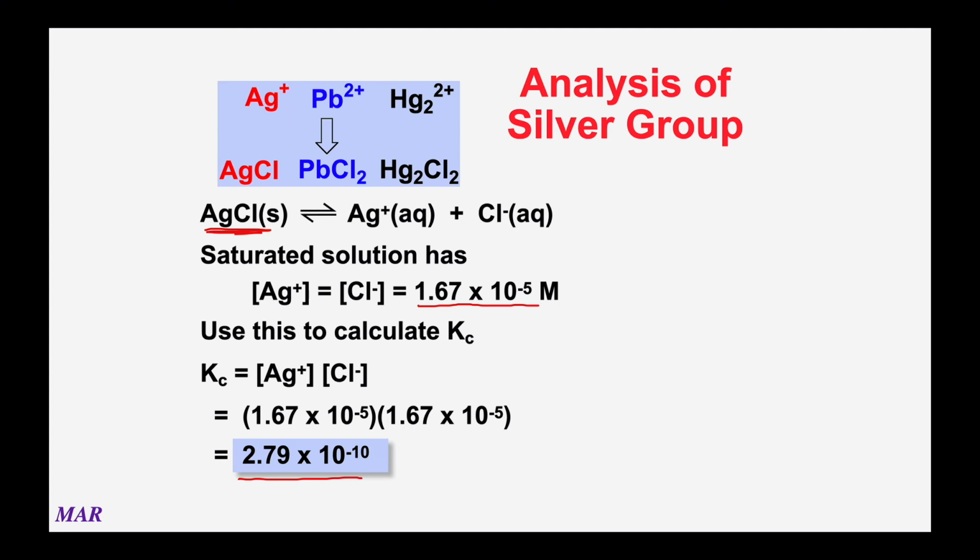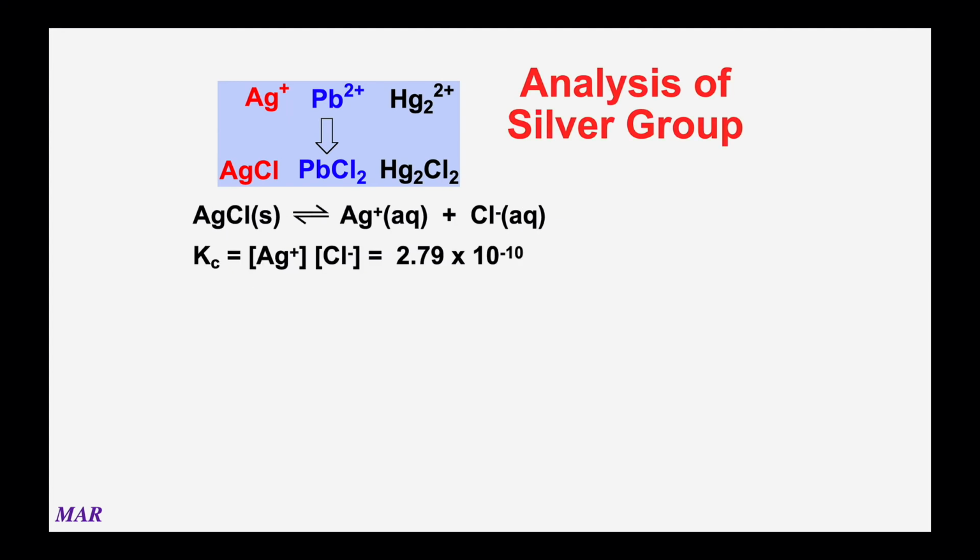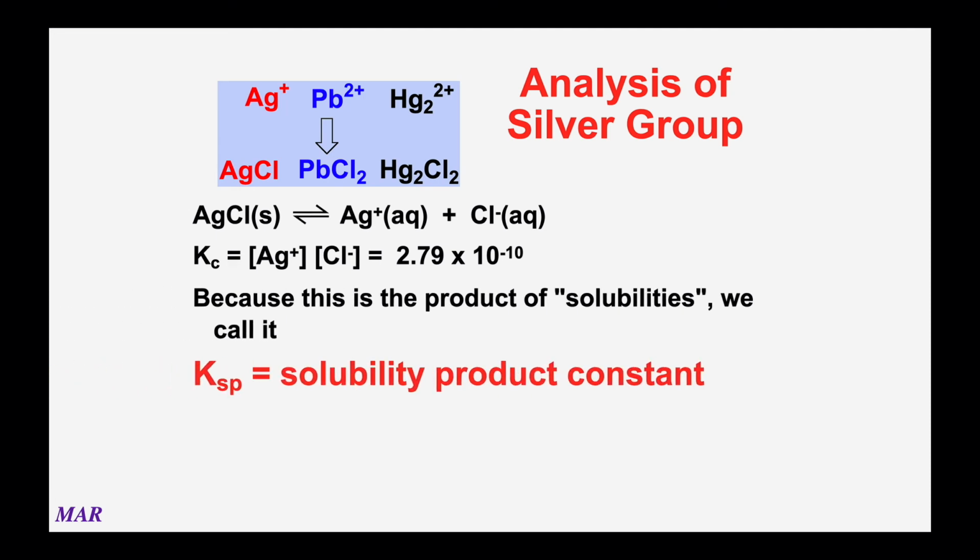Solubility is different than an equilibrium constant, and we'll come back to that in a little bit. This Kc that we calculated, 2.79 times 10 to the minus 10th, it actually has a special name. It's called a Ksp, a solubility product constant. It's the product of solubilities. I guess that's where it comes from.